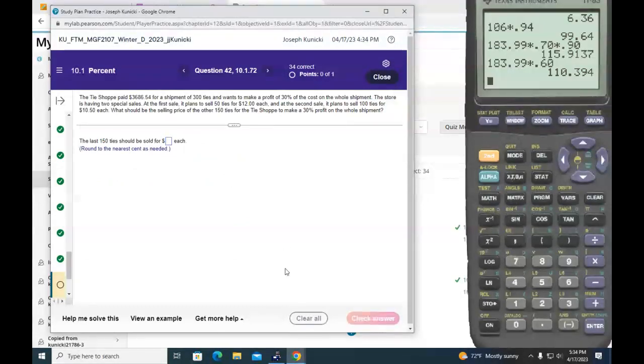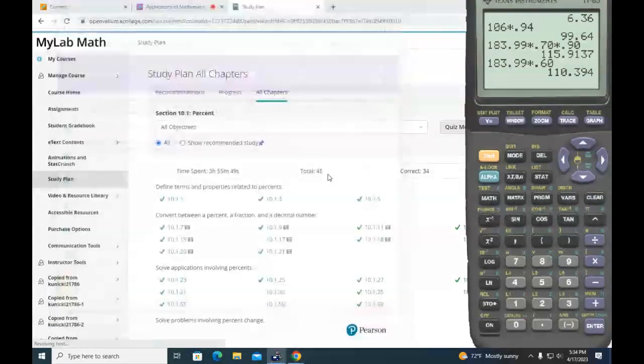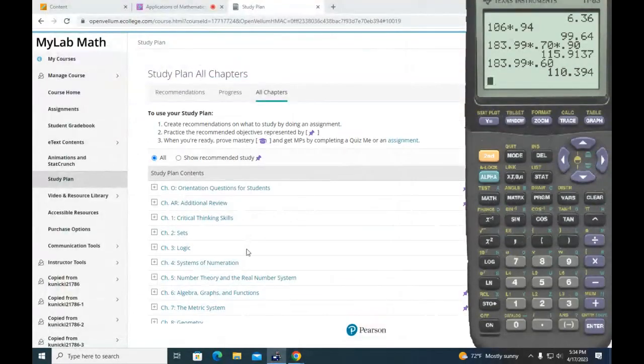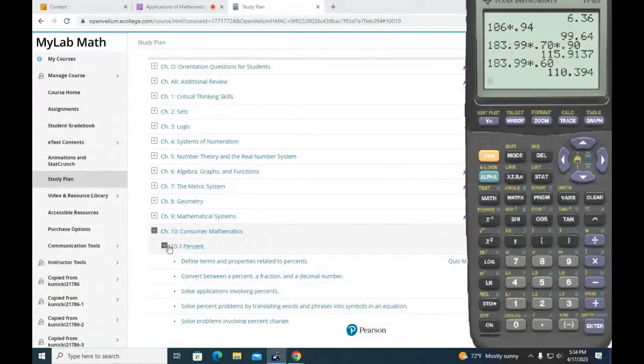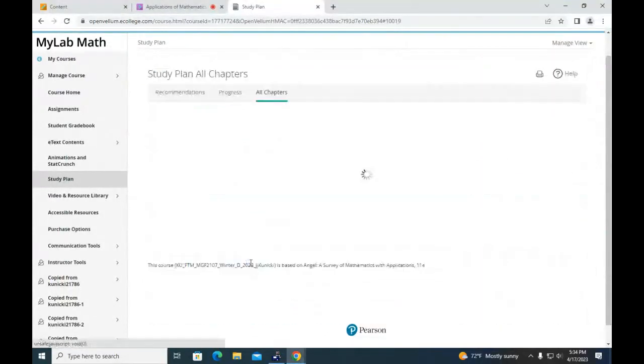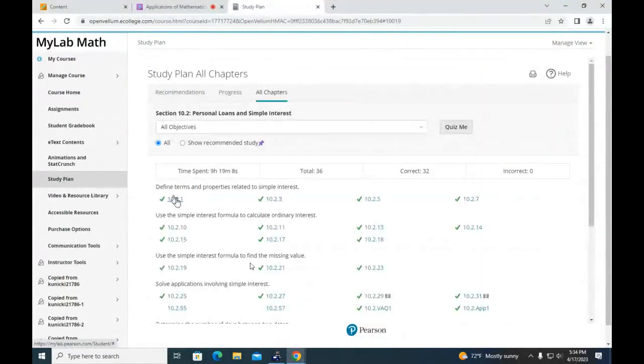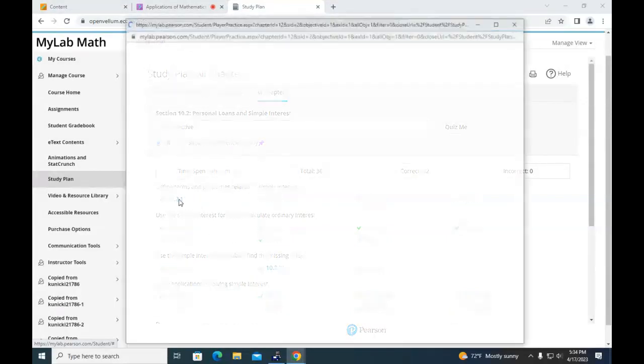Okay, so that's it for different mechanisms for percentages. Now we're going to move to this next section, which is section 10.2, and this is personal loans and simple interest. So the first thing we want to do, there's a couple of rules that are important, a couple of definitions, might as well get them out of the way.